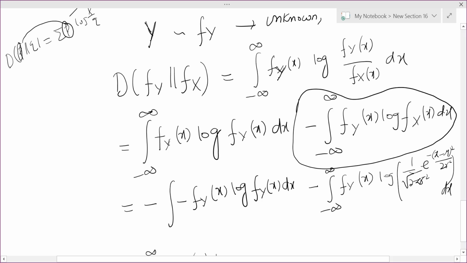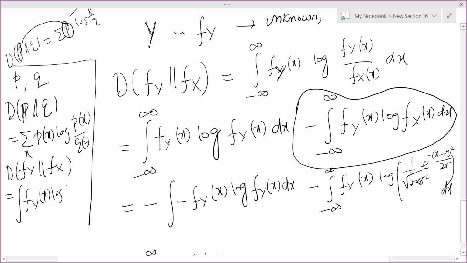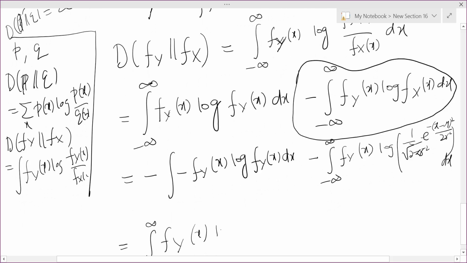Okay, no issues. See, you go back to the definition of divergence for the discrete case. You had two PMFs P and Q over X, and then the relative entropy between P and Q was sum of P of X log of P of X divided by Q of X over all X. Now it is an integral, now it is the differential relative entropy between Fy and Fx, two PDFs. So it will be integral, first of all, Fy of X log of Fy of X divided by Fx of X. So that is what I have written here. Okay.